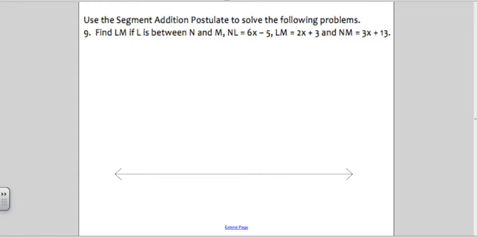So we have a segment that has points L, N, and M, and it says L is between N and M. So I have N, and I have M, and then I have L between them. And then we have these expressions that represent the lengths. So remember, when you don't see the symbol above it like this, that means how far those are apart. They just happen to be represented by algebraic expressions here.